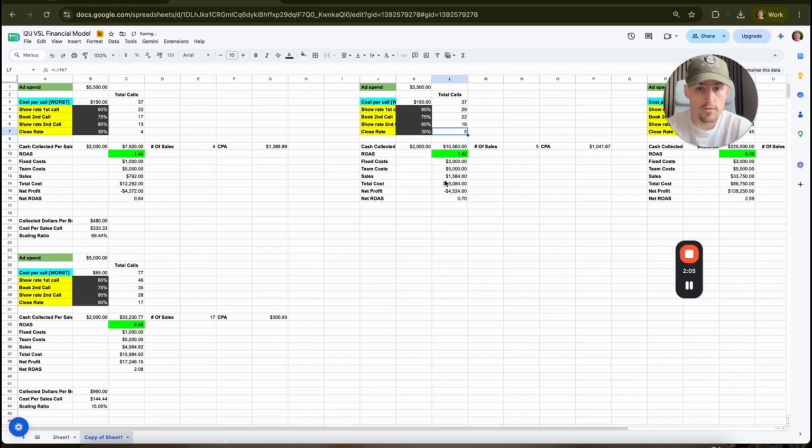Then we have 5 sales, which means that we're still negative. So again, let's bump it down. Let's see, our cost per call goes from 150 to 100. We go from 37 to 55 calls. Then we play around with all these numbers. I spoke about it before.